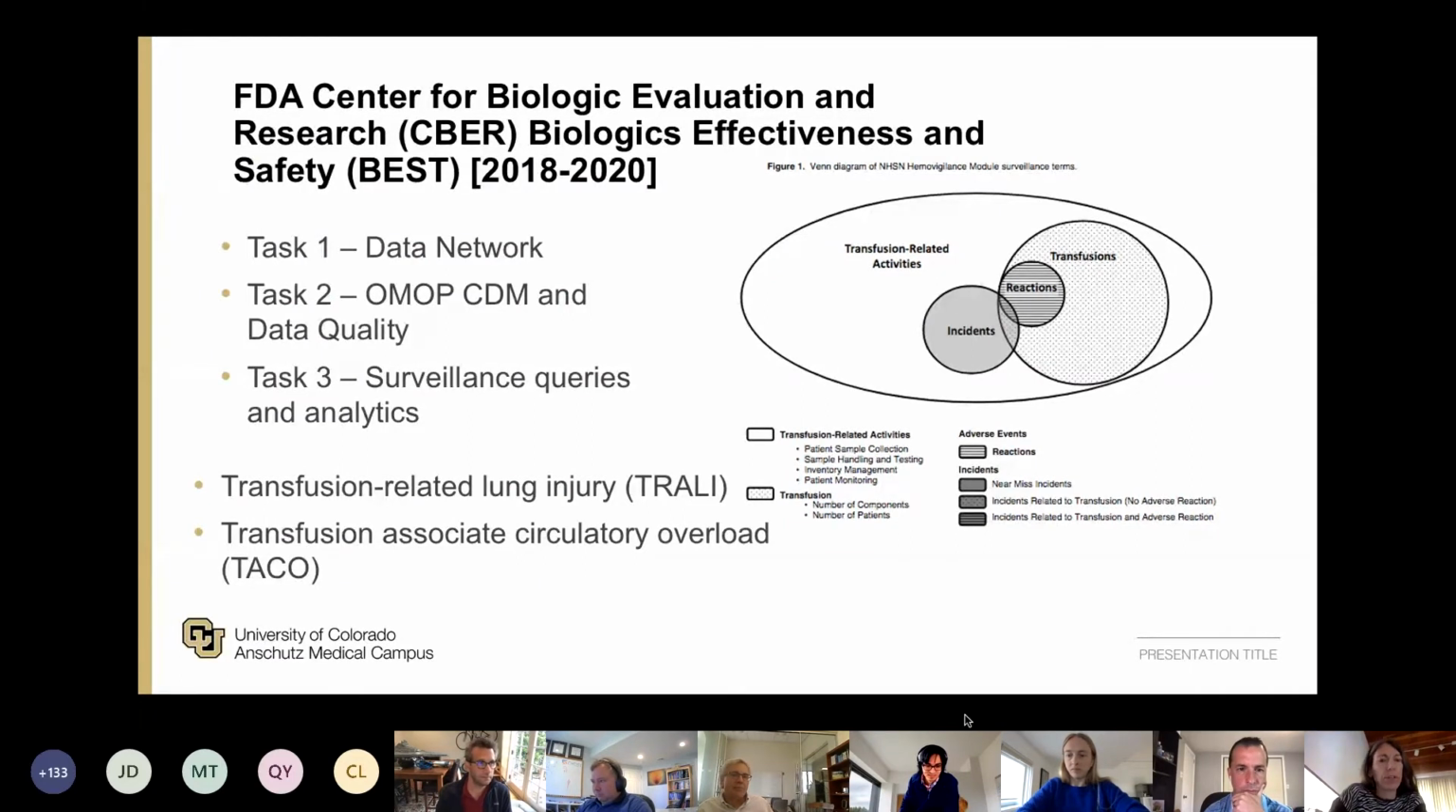We were involved in one of the earlier FDA BEST projects. And you've all heard about this project because George Ripsack presented a few weeks ago about some work that he is leading and involving the OHDSI network in. And before that, Columbia, Regenstrief, and the University of Colorado were involved in some earlier work.